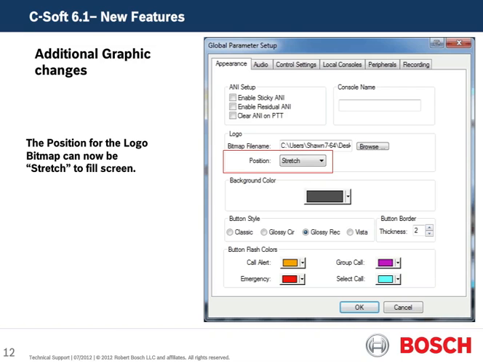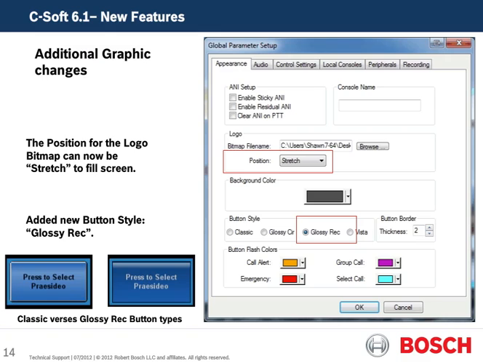Additional graphic changes include the ability to take bitmap logos and stretch them to completely fill the background screen. A new button style was added, Glossy REC for Glossy Rectangle, giving a total of 4 to choose from in your CSoft design. Presented here is a view of the classic versus glossy rectangle button types.